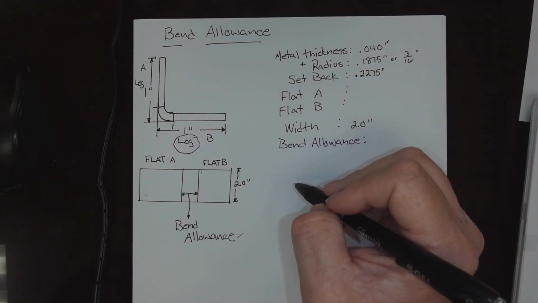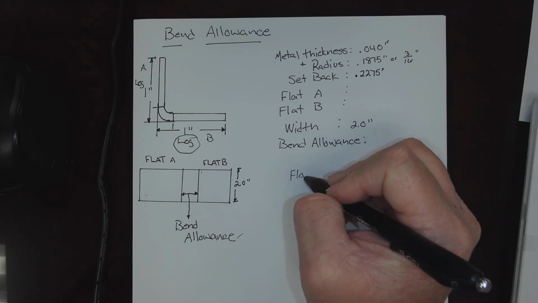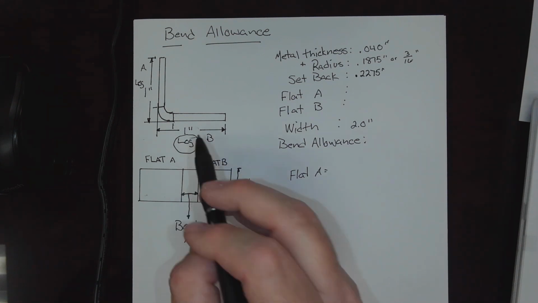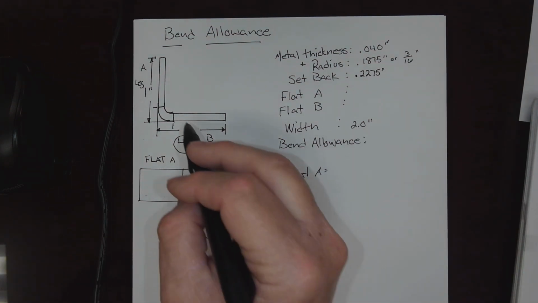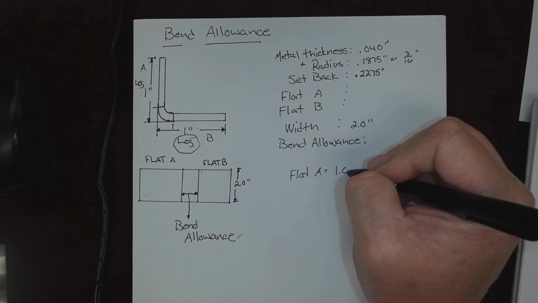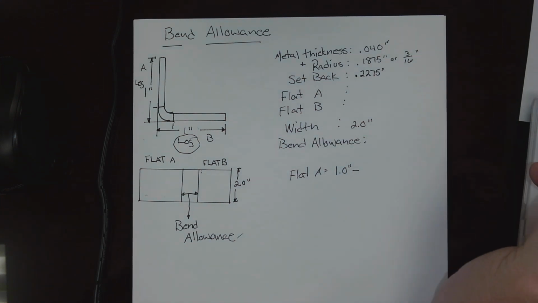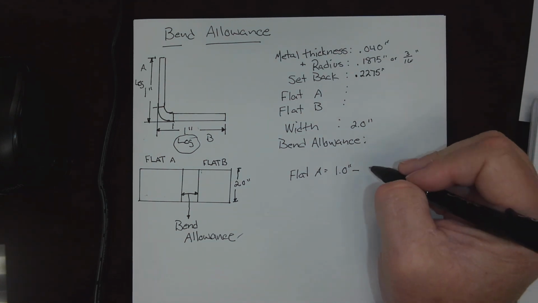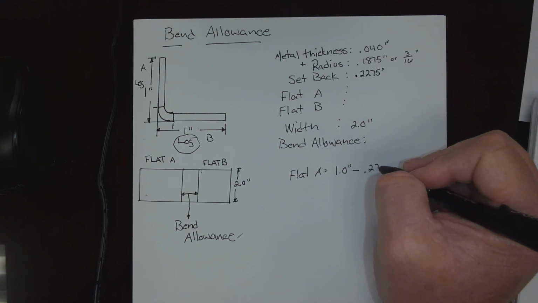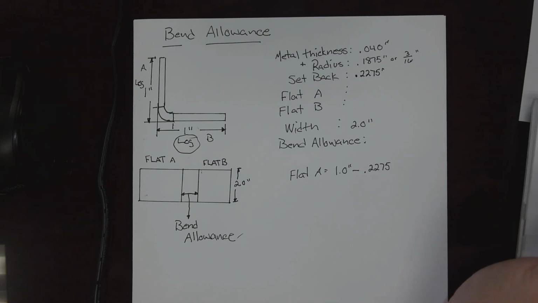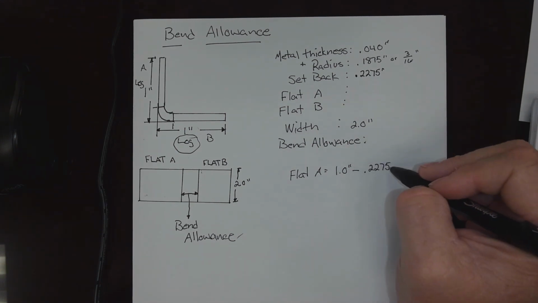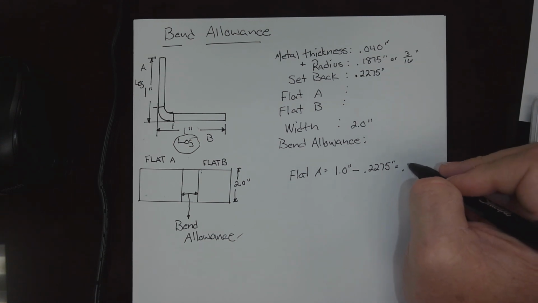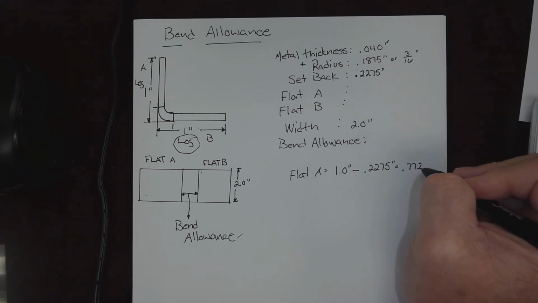So flat A, we'll come down here and calculate. Flat A equals the leg length of 1 inch, that'd be 1.0, minus what? That's right, our setback, 0.2275. Now, if I subtract 0.2275 from 1 inch, I should end up with 0.7725 of an inch.